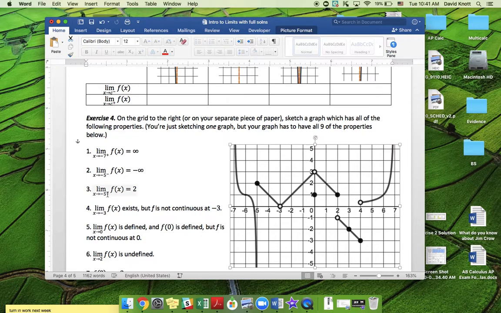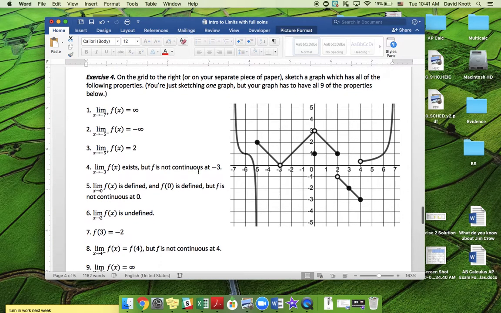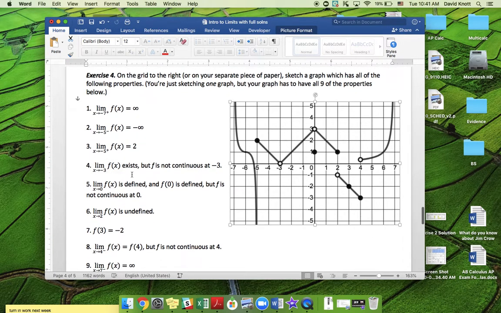Property number 3 says the limit as x approaches -5 from the right should be equal to 2. What that means is as I get very close to -5 from the right, the value of my function should be approaching 2. And you can see that yes, indeed, it is. All right. Most people didn't have problems with those. It's really number 4 and on that people started to have trouble.